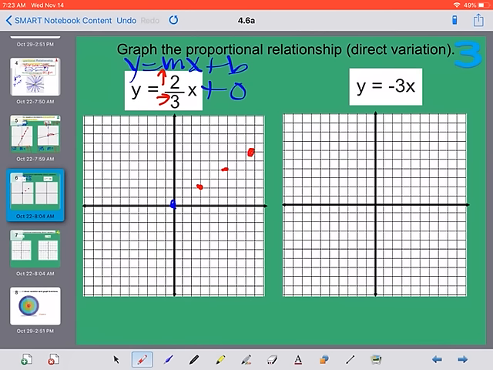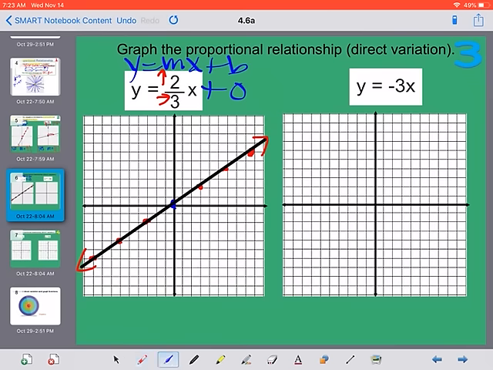Keep going until you cannot go any further. And then we do the opposite. Instead of going up and right, we can do down 2, 3 to the left. Down 2, 3 to the left. And then draw your line through. There we have graphed our direct variation graph, or our proportional relationship.